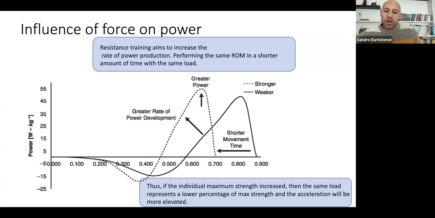Okay, so as the individual's maximum strength increases, the same load represents a lower percentage of the maximum strength, and the acceleration will be more elevated. We talked about that. If we increase the maximum force, then the same amount of load represents a lower percentage of the 1 RM, and then can be accelerated quicker.